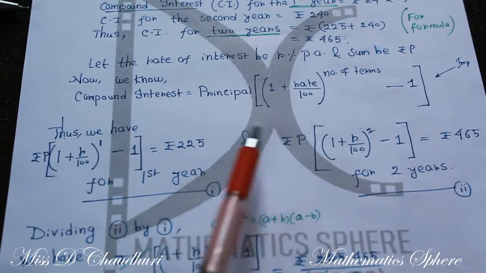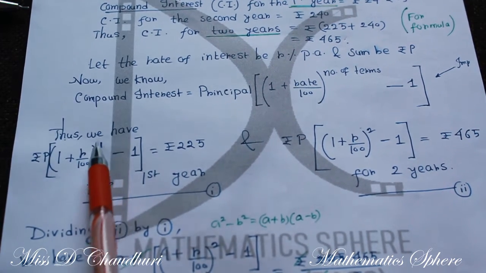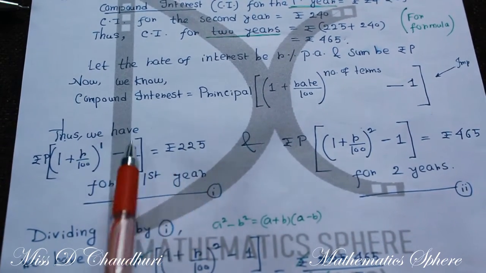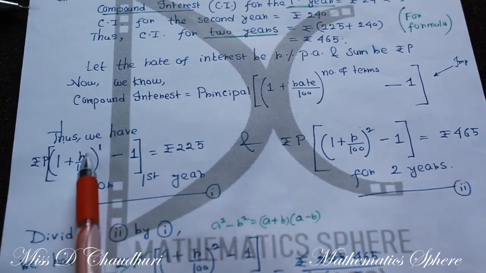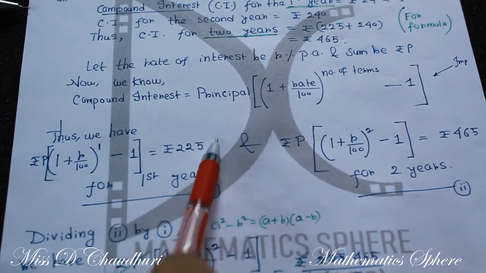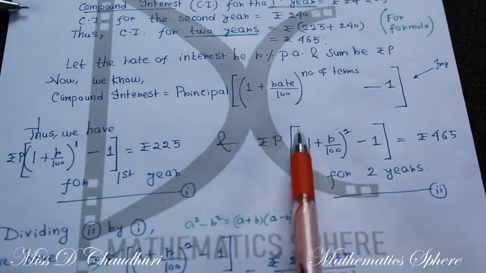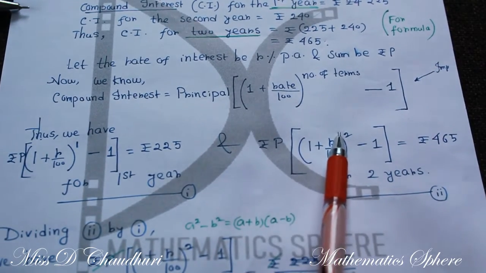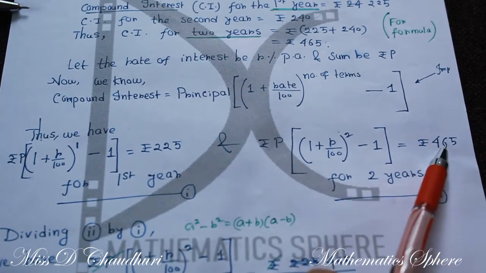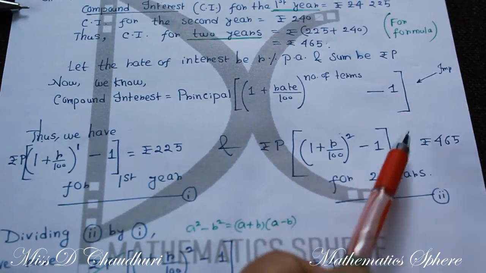Now you just put the values. For the first year we have rupees P into (1 plus R by 100) whole to the power 1, because only 1 year, minus 1 equals rupees 225, means the CI for the first year. R is there, P will remain, and n will be 1 because it is 1 year. And for the second year, means when we consider 2 years, 1 plus R by 100 whole to the power 2, because we are taking 2 years together. Now you understand why we are adding the CI: P into (1 plus R by 100)^2 minus 1 equals 465. We are just putting the values in the formula.